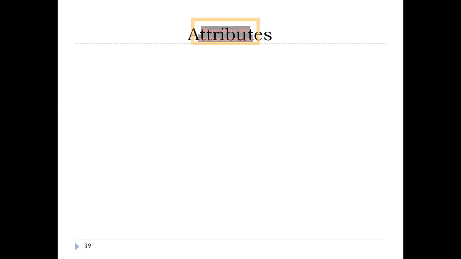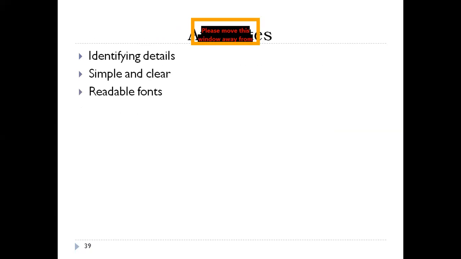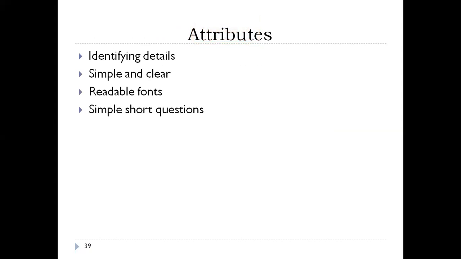Now, what should be the attributes of a case record form? Case record forms should have the identifying details of the particular individual whose record is being maintained. They should be simple and clear. The fonts should be readable, and there should be simple, short questions. Suppose your case record form has a question saying whether the person has got fever and cough. It is confusing. So you should have a separate question for fever, separate question for cough.